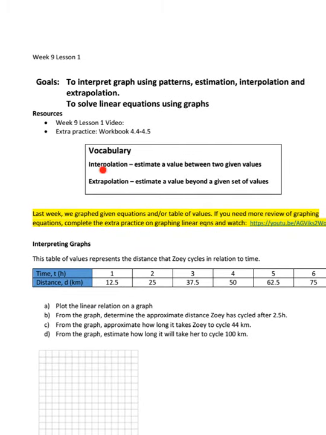Okay, interpolation and extrapolation. So interpolation is when you're estimating a value between two given values. So when you have a graph and you are estimating a value between those values, you're interpolating. You're extrapolating when you are estimating beyond the given set of values. So if you have a graph and you have to estimate what's outside of the graph, that's extrapolation. It will become more familiar as we try the questions and use these two methods.